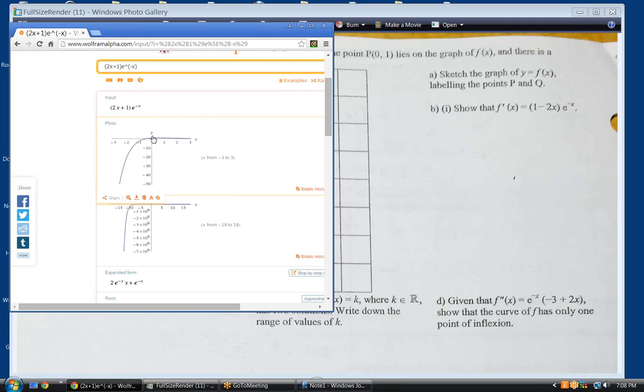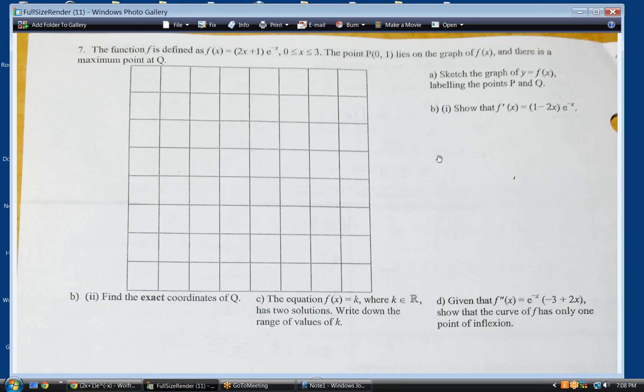Okay? And you can also see that in that interval, somewhere in there, we're going to have point Q that is the maximum. How do we figure out Q? Let's figure out Q first before we try to graph this thing. Yeah, I think that's what it's asking.